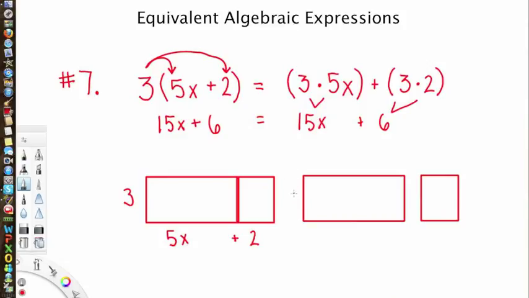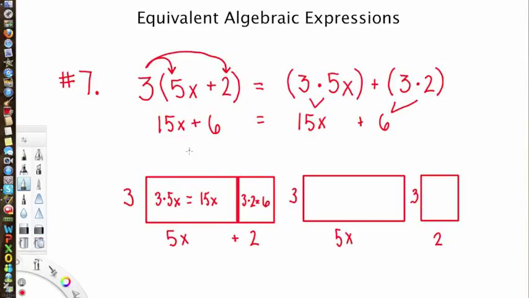And then over here we have 2 different rectangles. The first rectangle is a 3 by 5x rectangle. And then this rectangle over here is a 3 by 2 rectangle. I think you can see where I'm going. The area of this section of this rectangle is going to be 3 times 5x, which is going to be 15x. And then the dimensions of this section of the rectangle is 3 by 2, which will be 6.